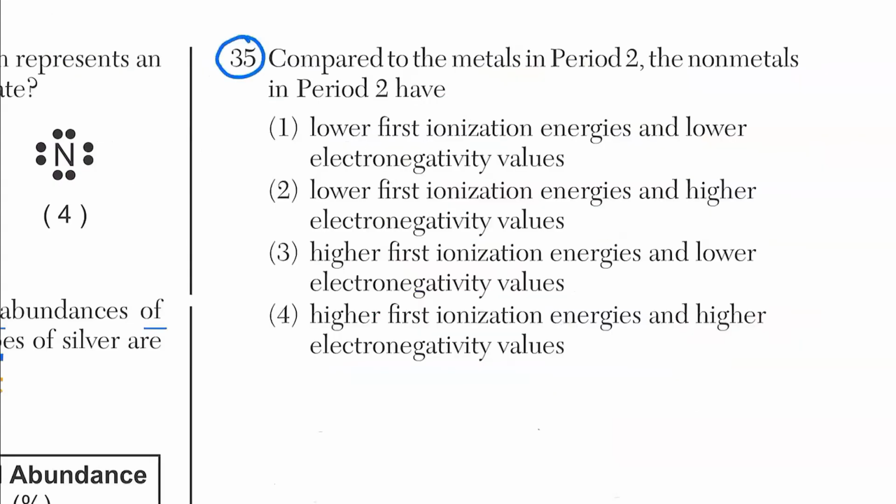Number 35, compared to the metals in period 2, the nonmetals in period 2 have what? Ooh, a little tricky. You have to know what these things are. So let's think about period 2. You should recognize that is going to be row 2. If you're confused about period 2, we're in the second row, or n equals 2, and that's given to you in the reference table, the periodic table. If you look to the left side of that, you can see that, but that's row 2.